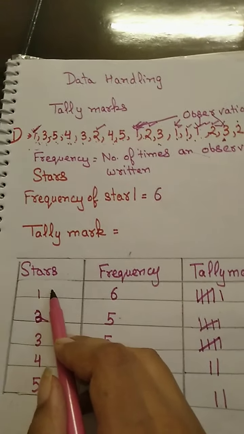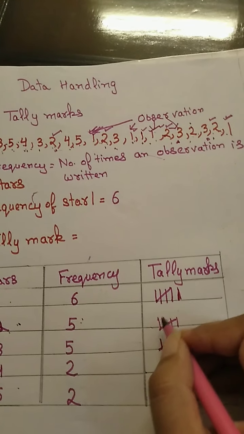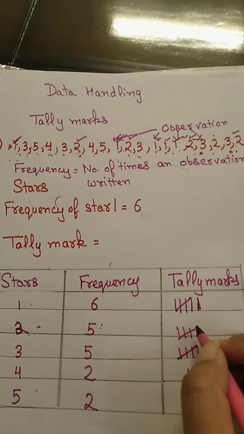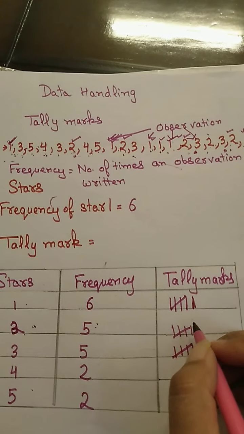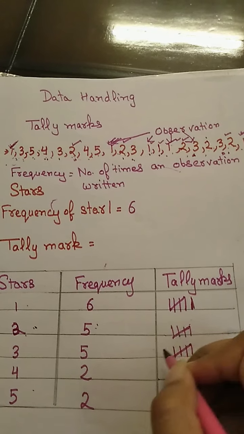Next, 2. How many times has 2 been written? If we check, in this case 2 is written here, here, here, and in that case 2 is written. It means 2 is written 5 times. So here we have written the frequency of 2. How can we write tally marks for it? 1, 2, 3, 4, and how can we write the number 5? We will write the number 5 by cutting the 4 lines diagonally. So we cut it like this.